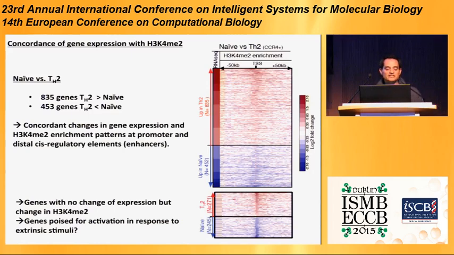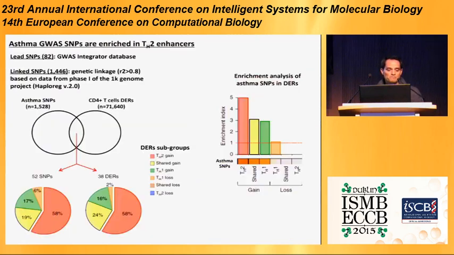On the other hand, we also identify genes that have no significant change in gene expression, but they do change in promoter H3K4 Me2. So we believe that these could be genes that are actually poised for activation in response to further extrinsic stimuli. In an additional characterization analysis of our identified TH2-specific enhancers, we have observed that asthma GWAS SNPs are enriched, especially in TH2 enhancers.